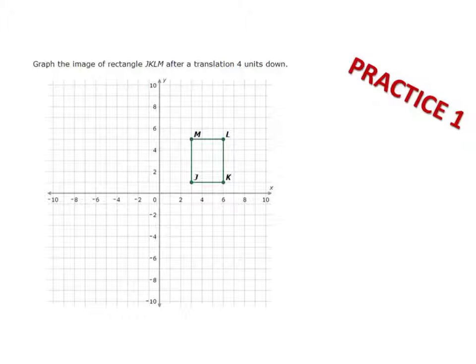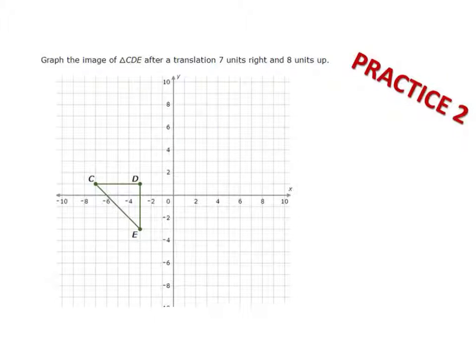Here's your first practice problem. You're going to translate that rectangle 4 units down. Practice problem 2. You have a triangle. You're going to translate it 7 units to the right and then 8 units up.